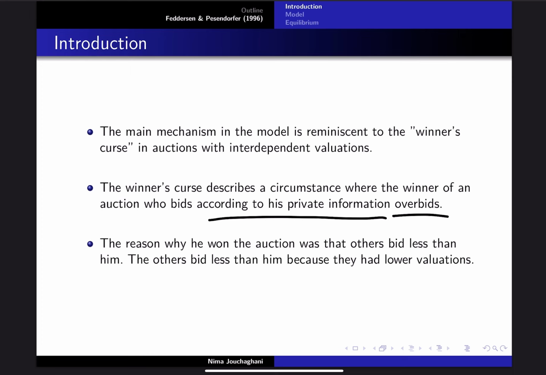And the reason is that if the valuations are interdependent, so they're correlated, the only reason why he won the auction was because others bid less than him. So he can only win if others bid less than him. And the reason why others bid less than him is because they had lower valuations. So if a lot of other individuals have very low valuations, because their drilling samples showed that the oil field is not as valuable as your sample is saying, then this has a consequence also for your final valuation.